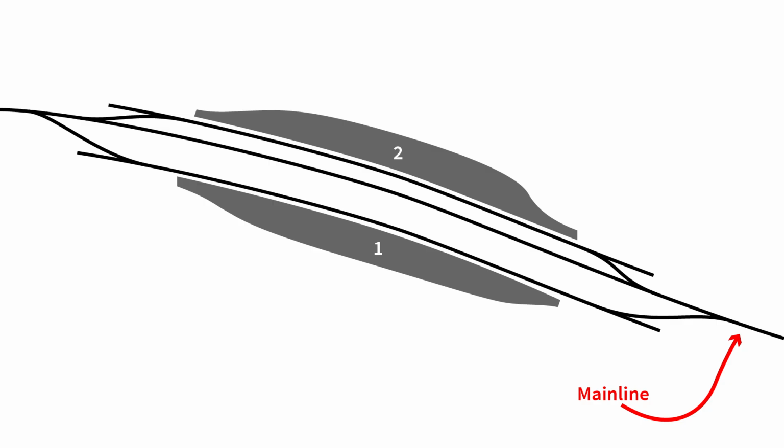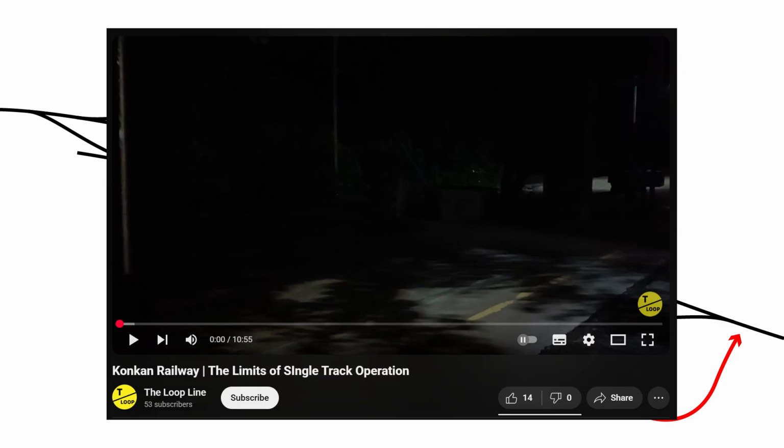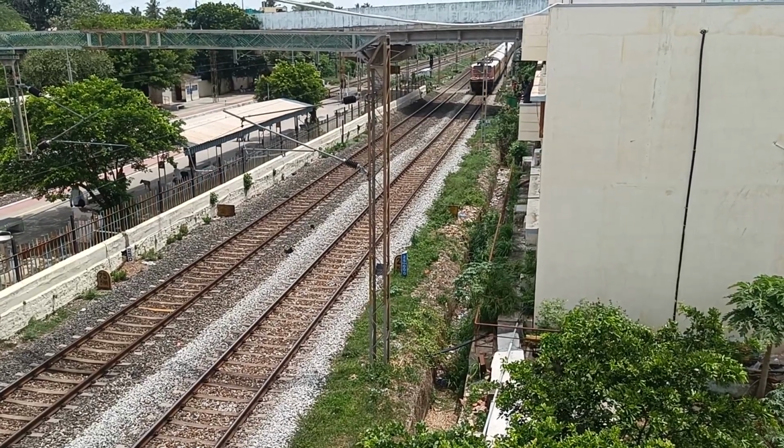If you want to see how you would timetable trains on a layout like this, you can watch this video here. The next job for a station is skipping.